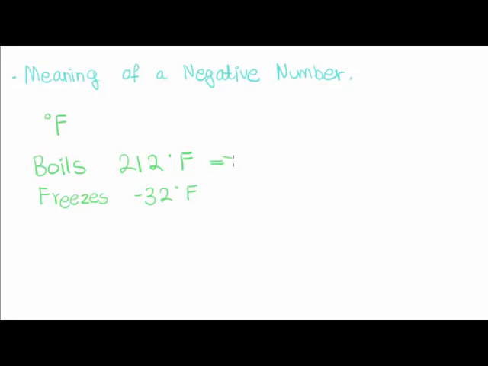Now, what it means is that this can be translated into words, if you want to translate into words, that water boils 212 degrees Fahrenheit above zero, or 0 degrees Fahrenheit, but I won't write the Fahrenheit over here. And what this means is that if the temperature drops 32 degrees Fahrenheit, water will start to freeze. Okay? So all the negative means is that it really translates to, in many cases, the word below.